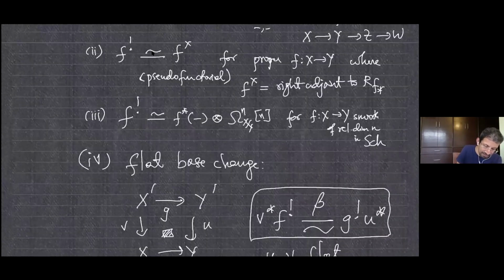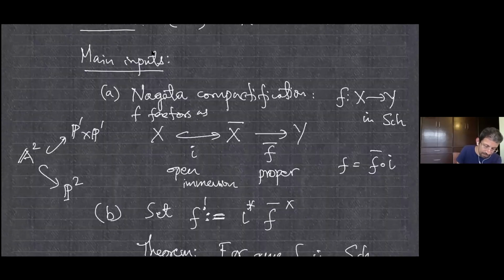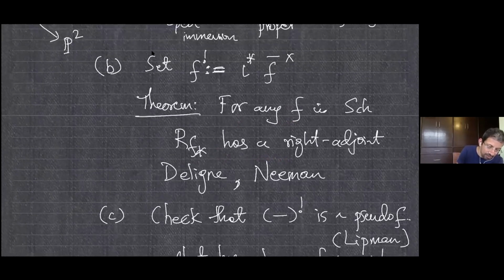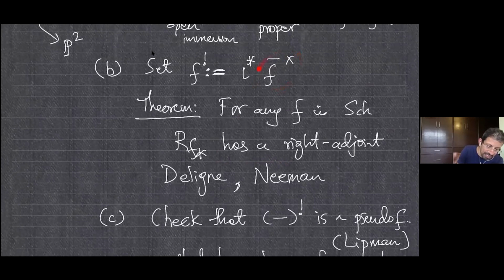No, I have not said that anywhere. In the Deligne-Neeman theorem, for proper maps, I only said it has a right adjoint, and that is what goes into the construction. I'm saying Rf lower star has a right adjoint. Let me call it f cross. That f cross is done only for this f bar, the compactified map. Yeah. So okay, what I can do is I can call this g.